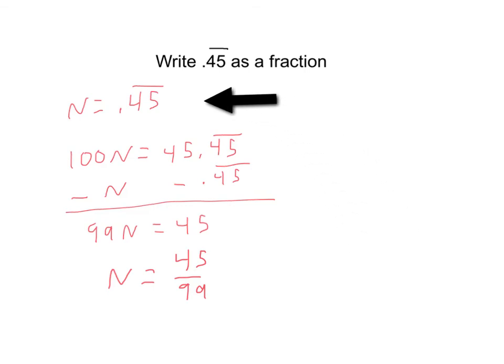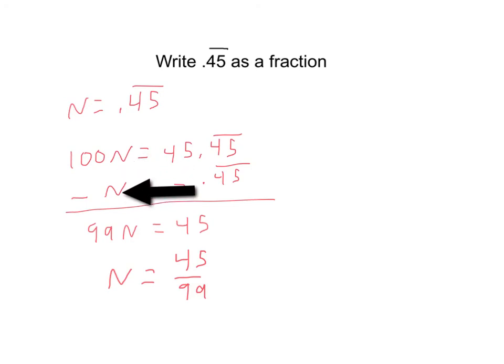I started by setting n equal to 0.45 repeating. Then, because there were two digits repeating, I multiplied it by 100. So now I've got 100 n's is still going to equal 45.454545 forever. I subtract the n from each side.